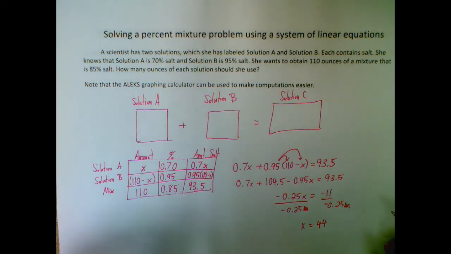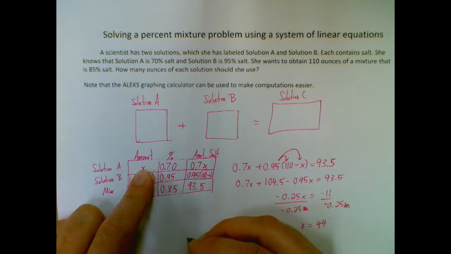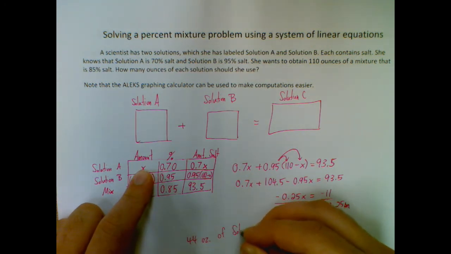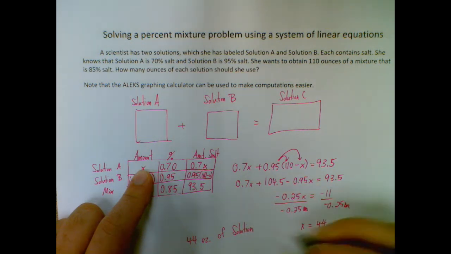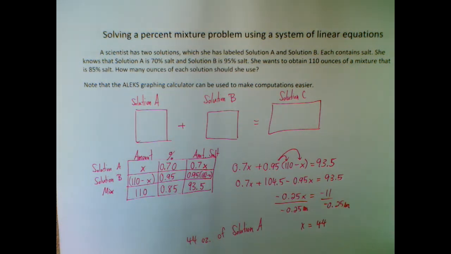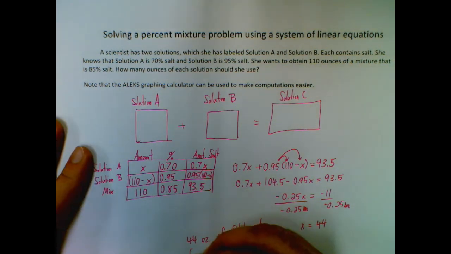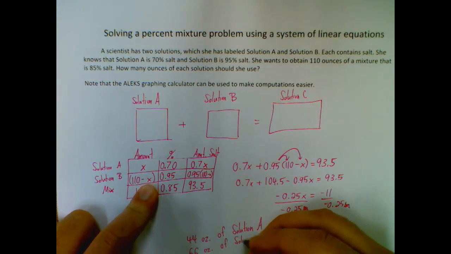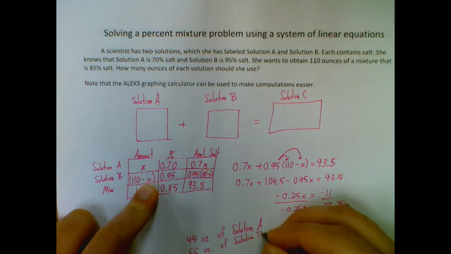So what does that mean? It means I need 44 ounces of solution A. Then do I have to go through this whole thing to find solution B? No, it's just 110 minus that. So just quick math here, you end up with 66. So 110 minus 44 gives 66 ounces of solution B.